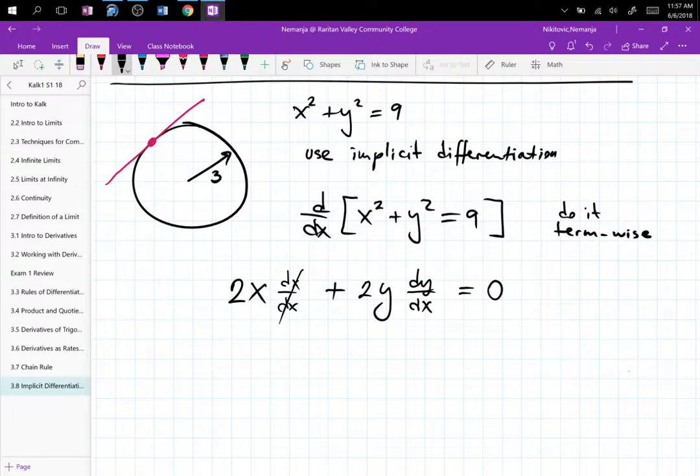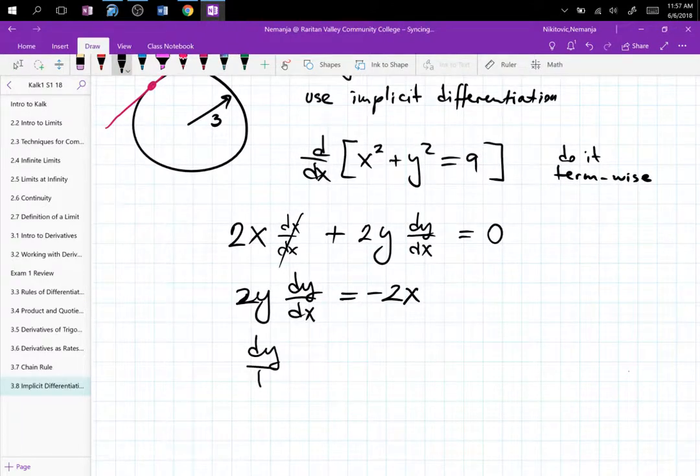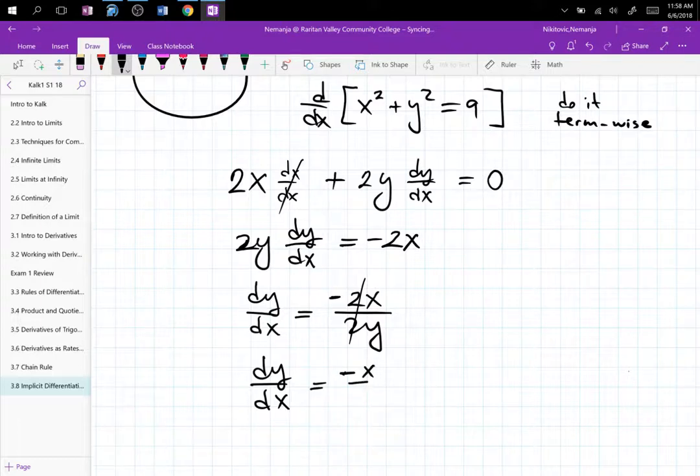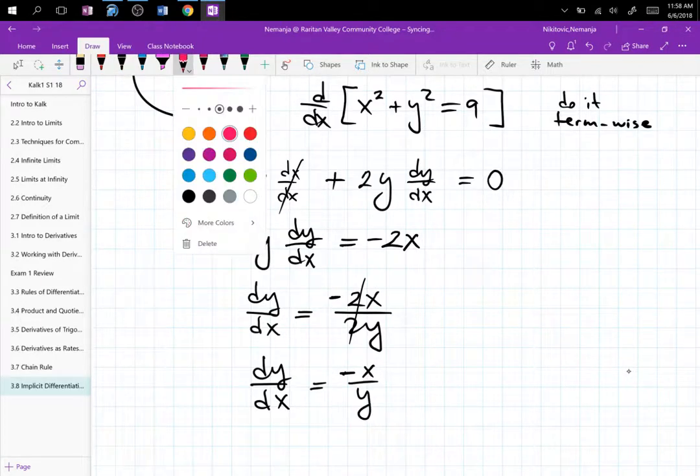Now you also see the derivative piece. Fish it out, and you will have the derivative equal to everything else. Now, you have your 2y dy/dx equals negative 2x. Then dy/dx is equal to negative 2x divided by 2y. When you move 2y to the other side, these 2's cancel, and here's your derivative: negative x over y.